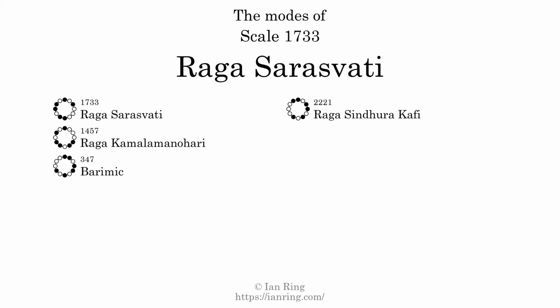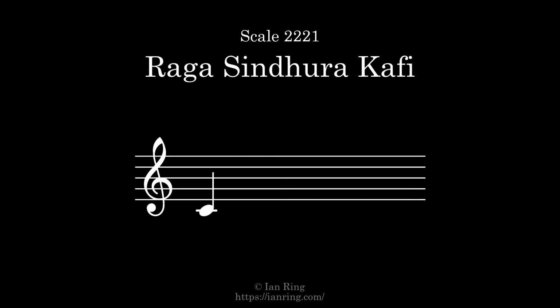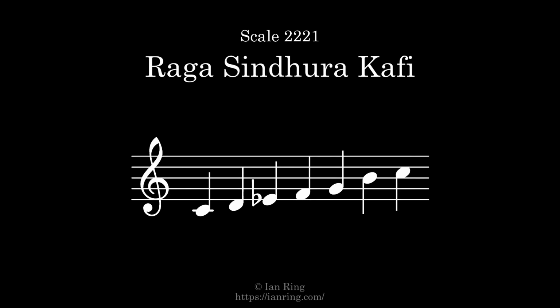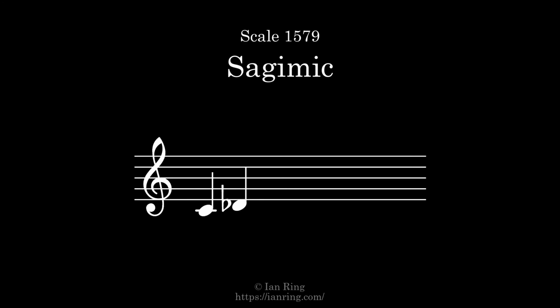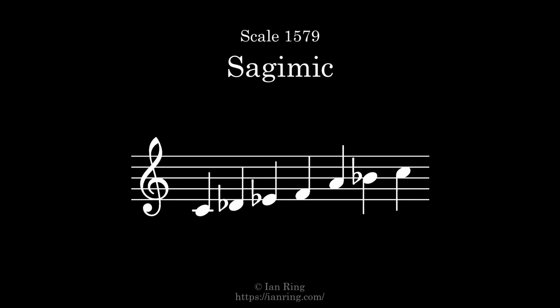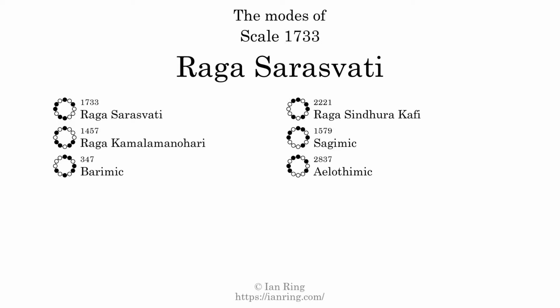The fourth mode is scale 2221, also known as Raga Sindhurakafi. It sounds like this. The fifth mode is scale 1579, also known as Sajimic. It sounds like this. The sixth and last mode is scale 2837, also known as Elathimic. It sounds like this.